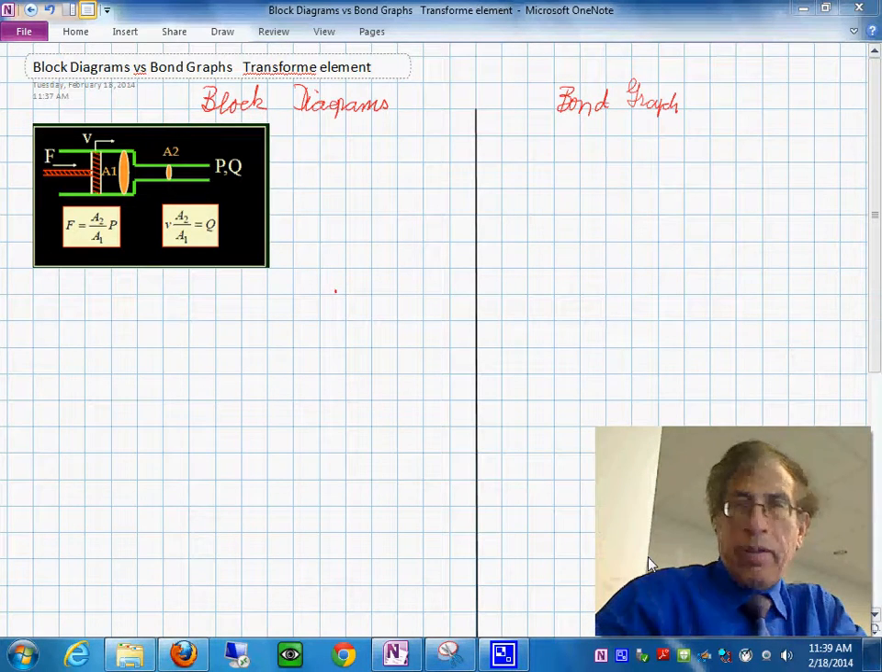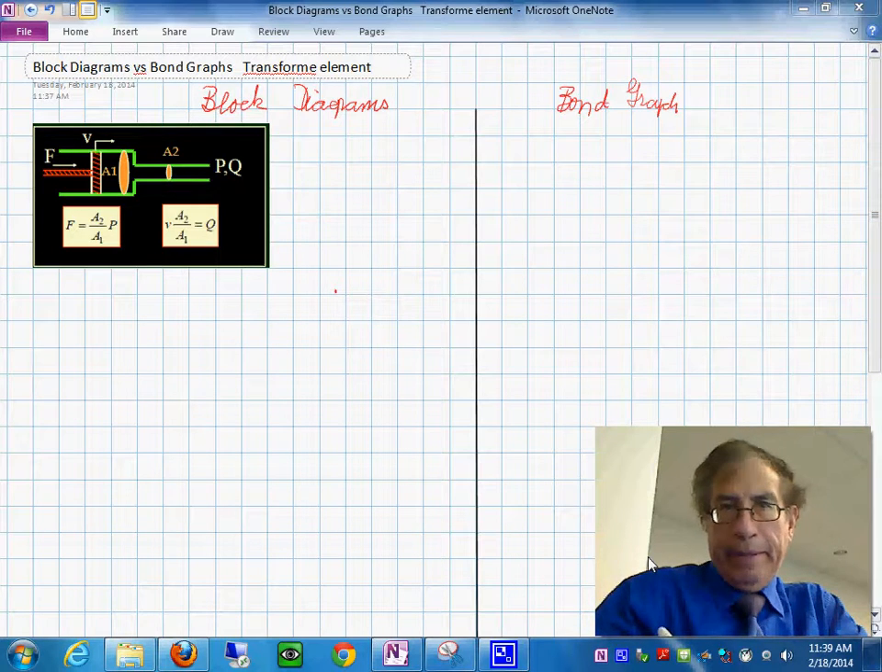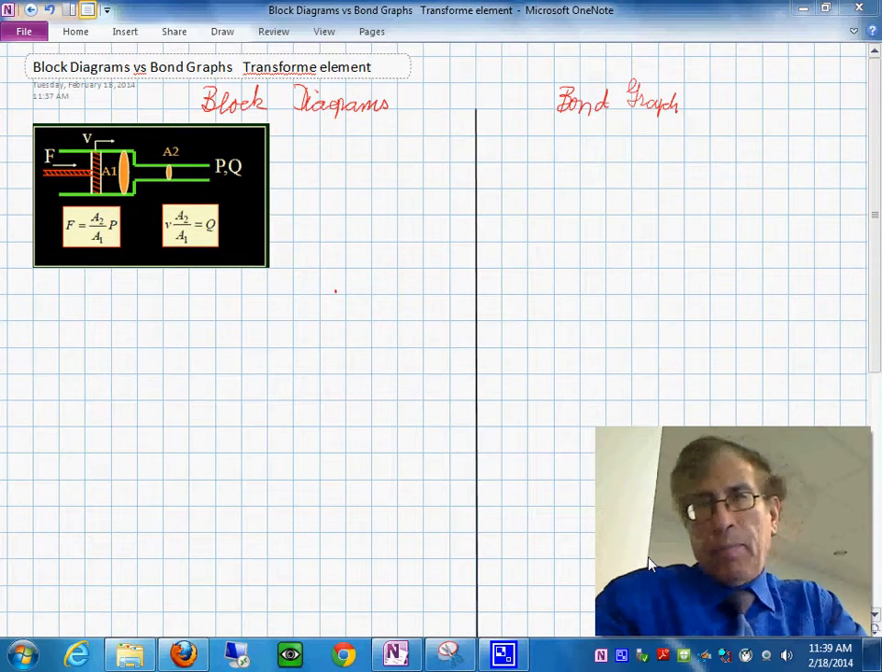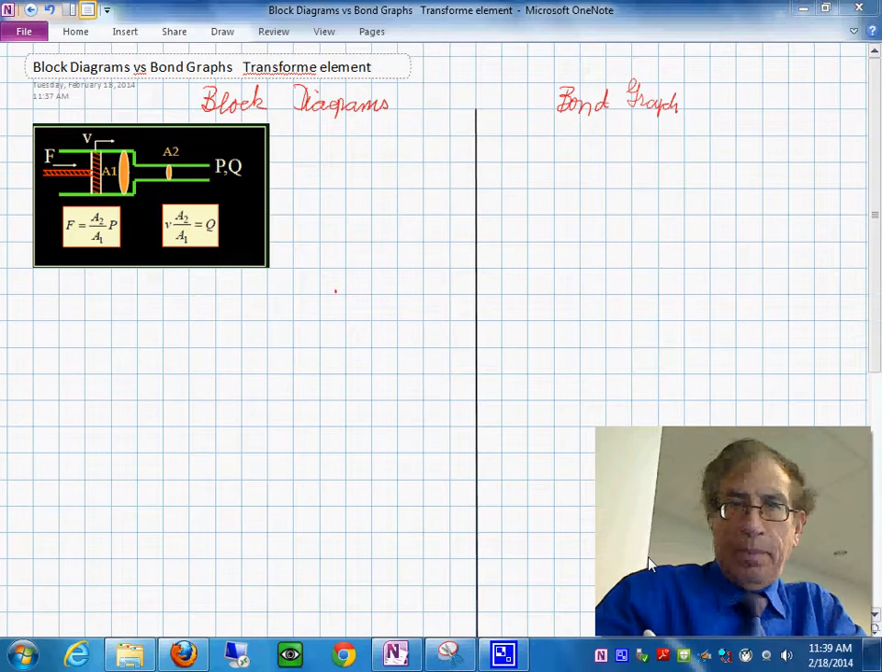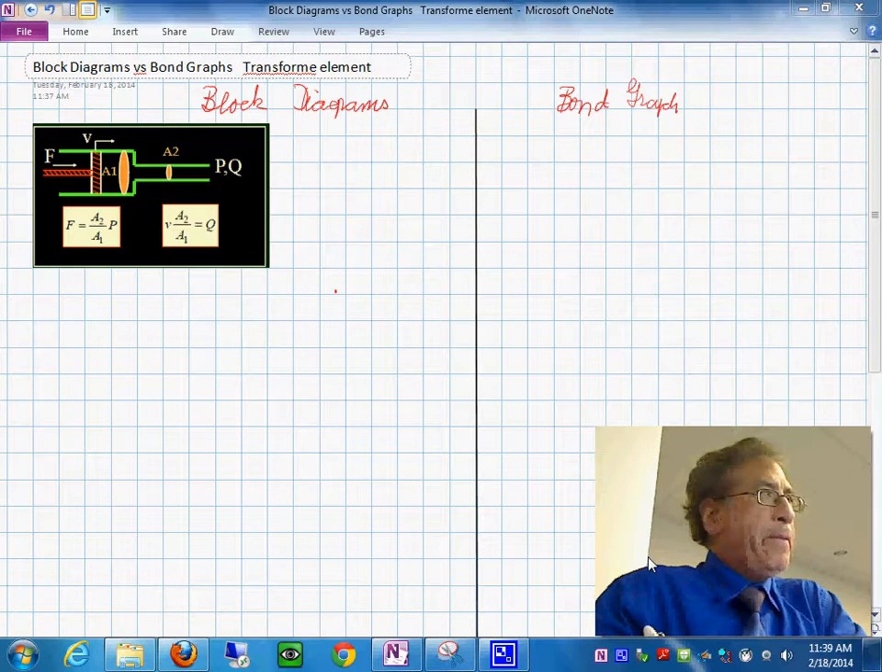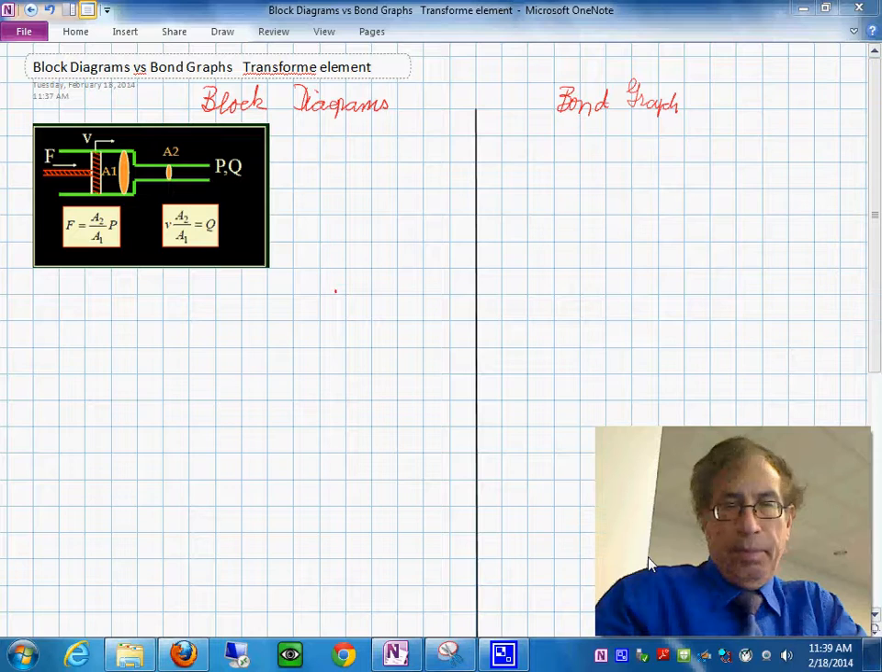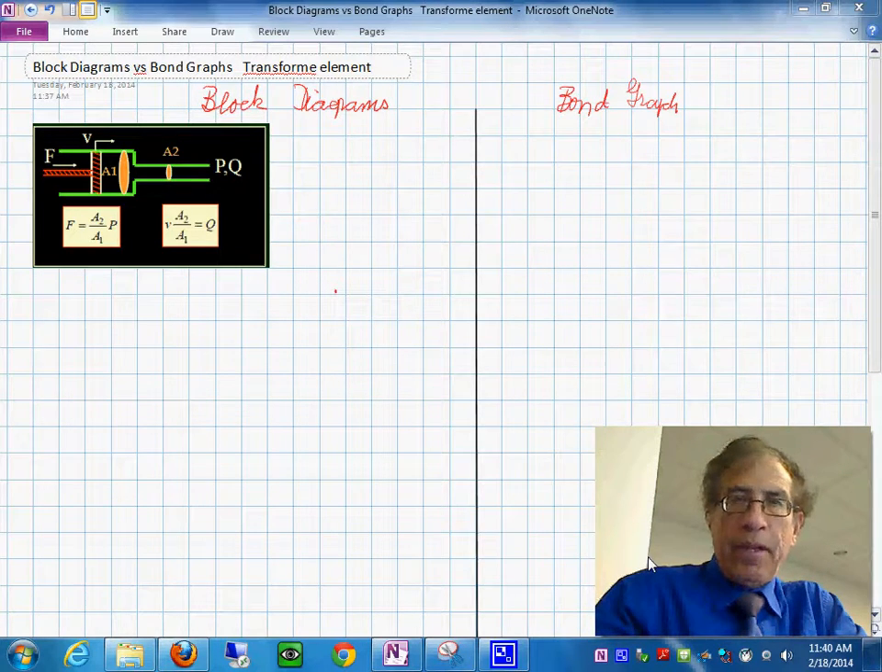Today we're going to see another example of the transformer element, and we are going to look at the equivalency between the block diagram method and the bond graph method by using this example. On the left hand side we have a piston that presses on a chamber, and on the right hand side a pipe that has a different area. So this is basically a hydraulic transformer.